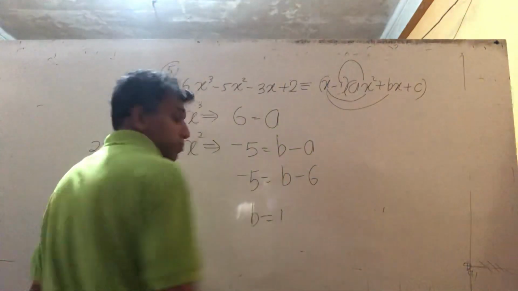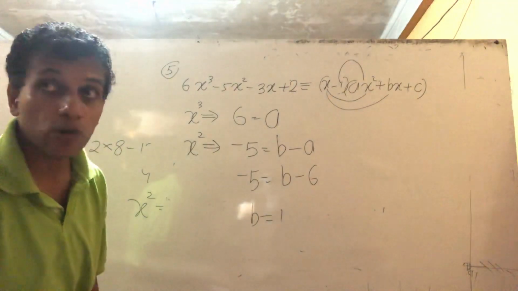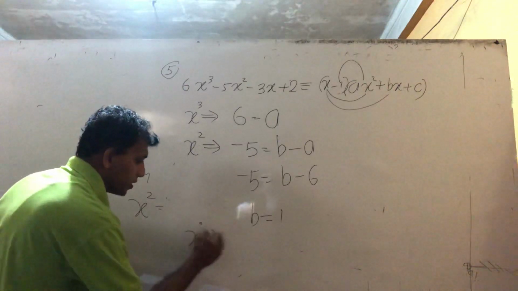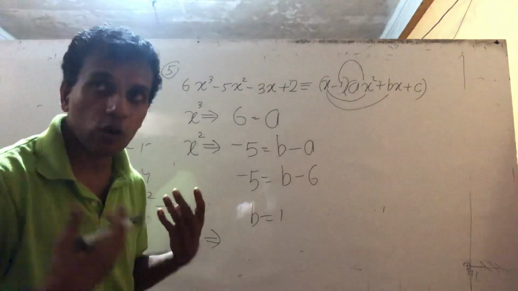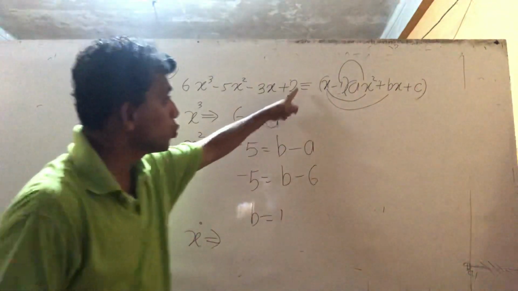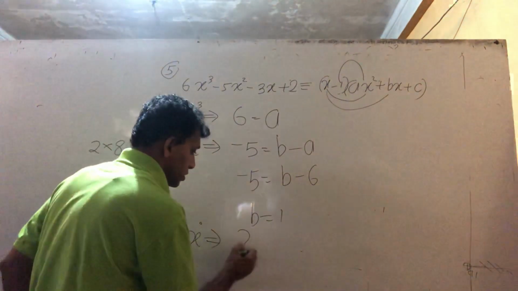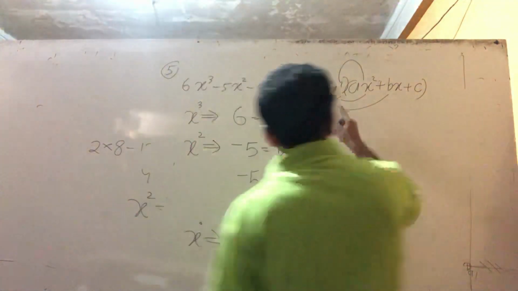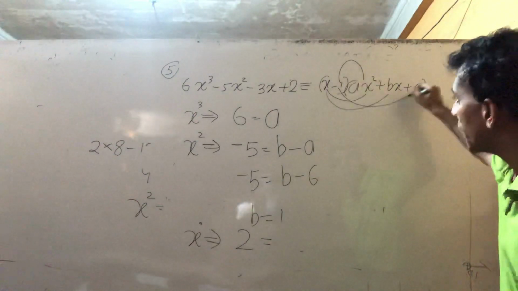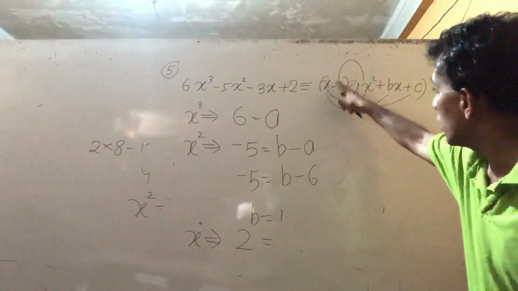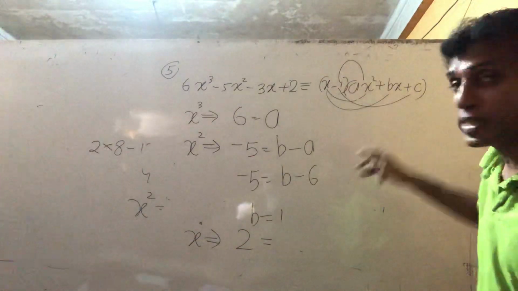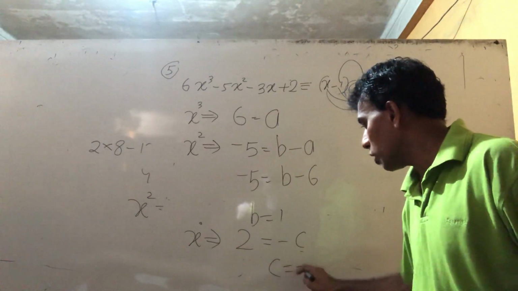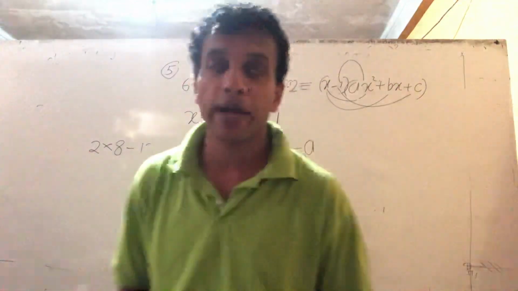A is 6, b is 1, right? At last, the c value. The best method is to equate the x to the power 0, the constant terms without the x term. Here it is 2, here 2. See what is on that side without the x term. If you multiply by minus 1, 1 times c only: 1 times x squared is available, 1 into x is available, but 1 times c only. So check, minus c. Therefore c equals minus 2.